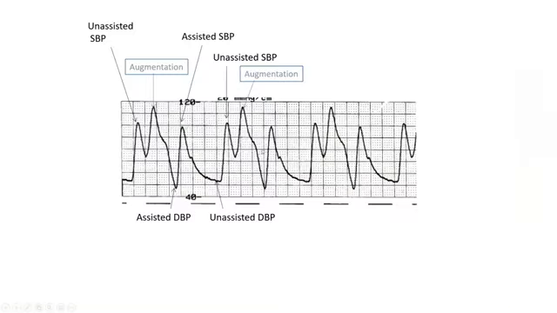This is, by the way, another illustration of that. This is from a real-life case, and again, you can get that question on boards. So you get augmentation, those are the assisted pressures, and the ones that precede augmentation on your left-hand side are unassisted. And you can see the unassisted systole is higher than the assisted systole. The unassisted diastole is higher than the assisted diastole. You don't see a dicrotic notch during augmentation. So on the beat without augmentation, you see a dicrotic notch. During augmentation, you do not see a dicrotic notch.